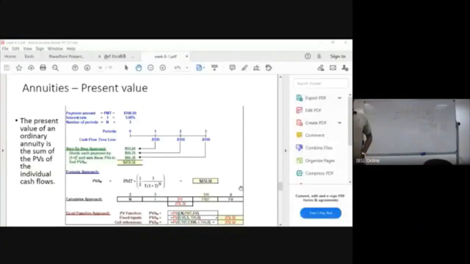Then the present value of an annuity is payment into 1 over I minus 1 over I into 1 plus I to the power n.